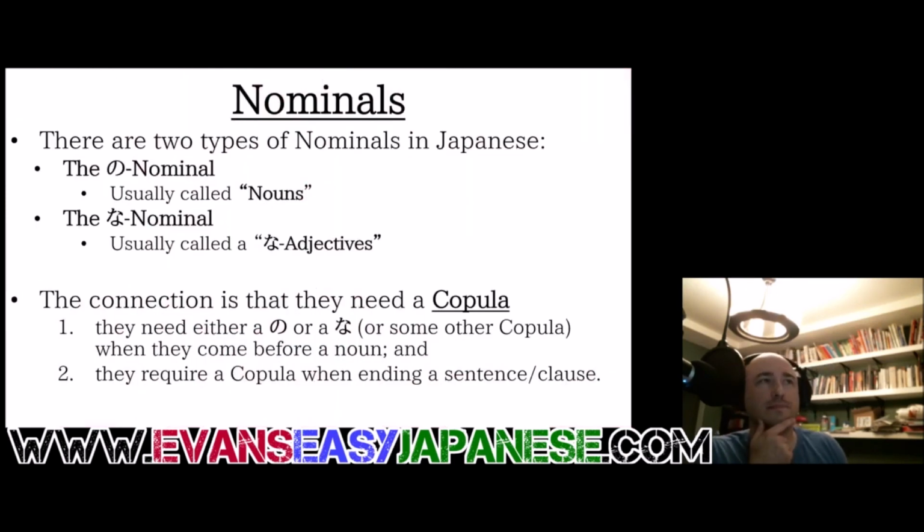All right, nominals. There are generally two types of nominals in Japanese. We have the no nominal, aka nouns. They're generally called nouns: person, place, thing, or idea.